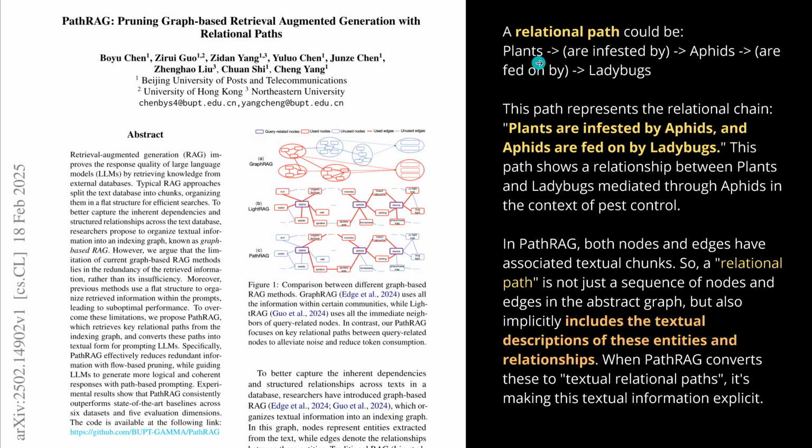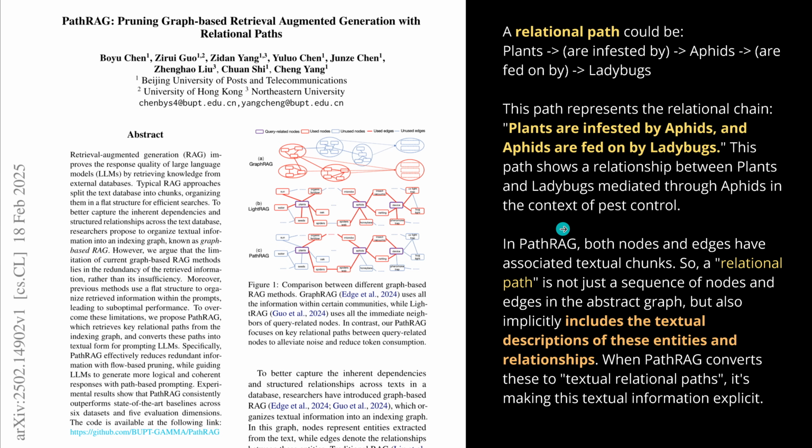Let me give you an example. We have plants. Plants are infested by aphids, and aphids are fed on by ladybugs. So this path represents the relational chain. Plants are infested by aphids, and aphids are fed on by ladybugs. And this path shows a relationship between the plants and the ladybugs, mediated through the aphids in the context of pest control. So you see, we already have a semantic environment defined.